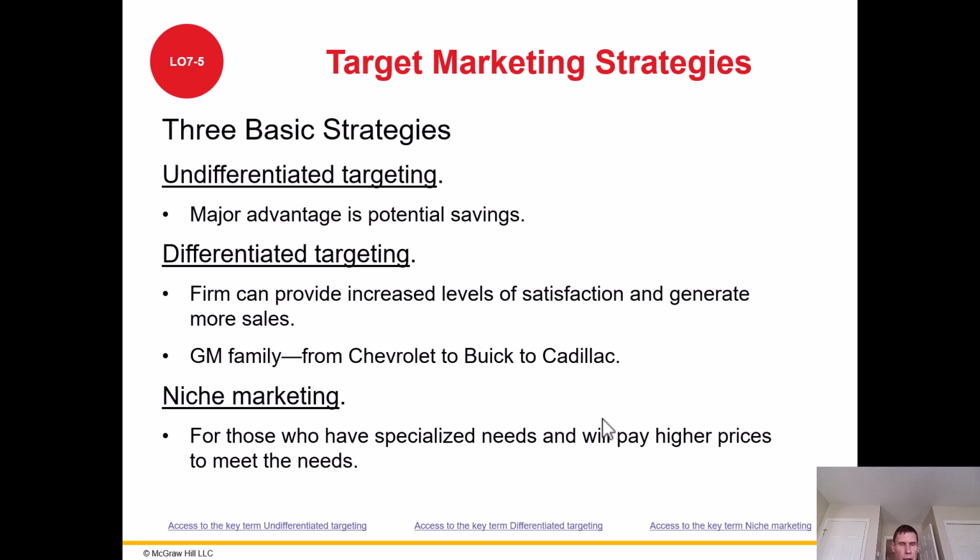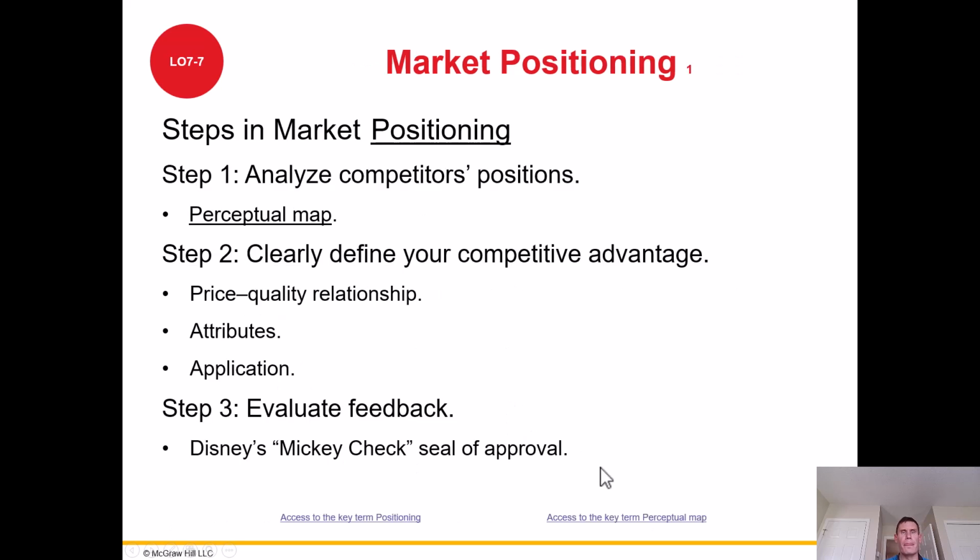And then we could also delve into the world of niche marketing. This is for those who have specialized needs and will pay higher prices to meet those needs. So perhaps things like luxury cars and luxury jewelry could be examples of niche marketing, if you will. Obviously, bearing in mind that those segments are likely going to be pretty small.